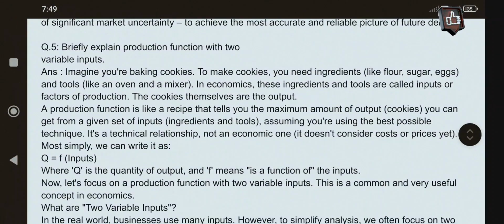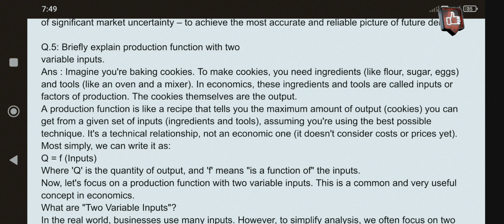Q. 5. Briefly explain production function with 2 variable inputs. Ans. Imagine you're baking cookies. To make cookies, you need ingredients like flour, sugar, eggs, and tools like an oven and a mixer. In economics, these ingredients and tools are called inputs or factors of production. The cookies themselves are the output.